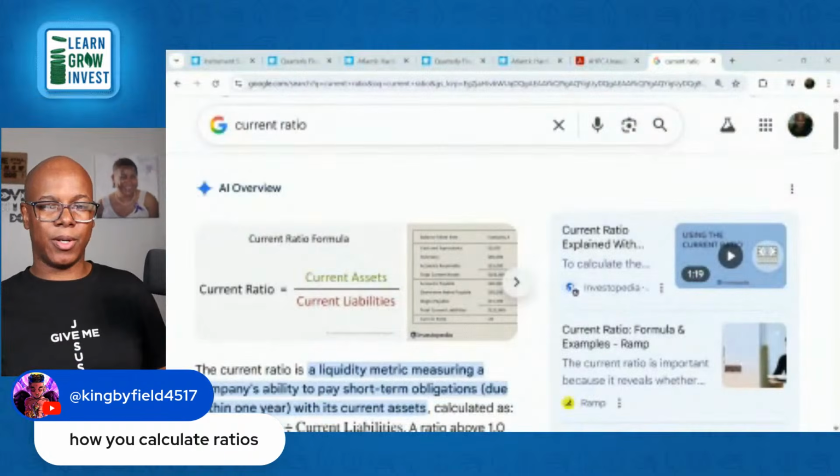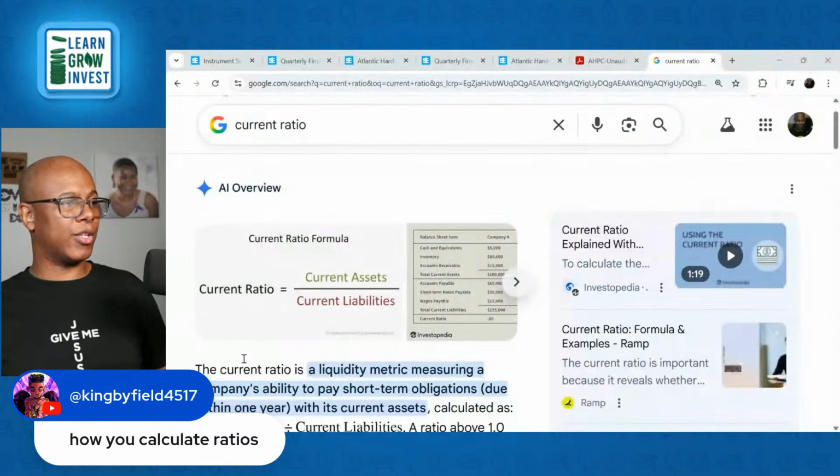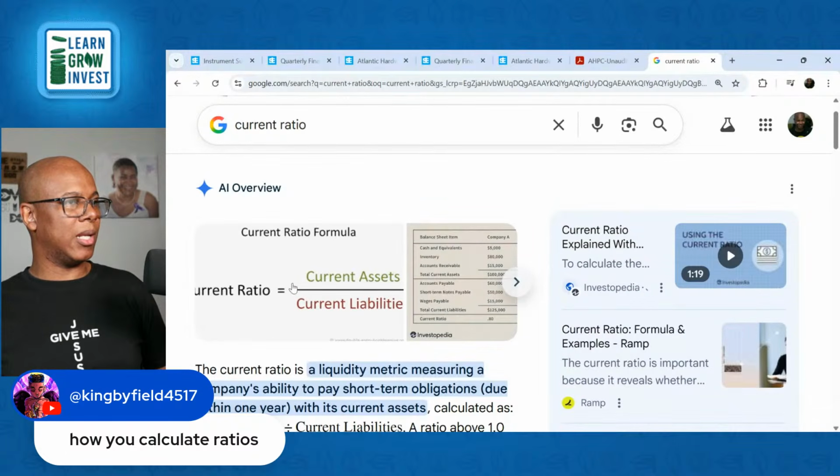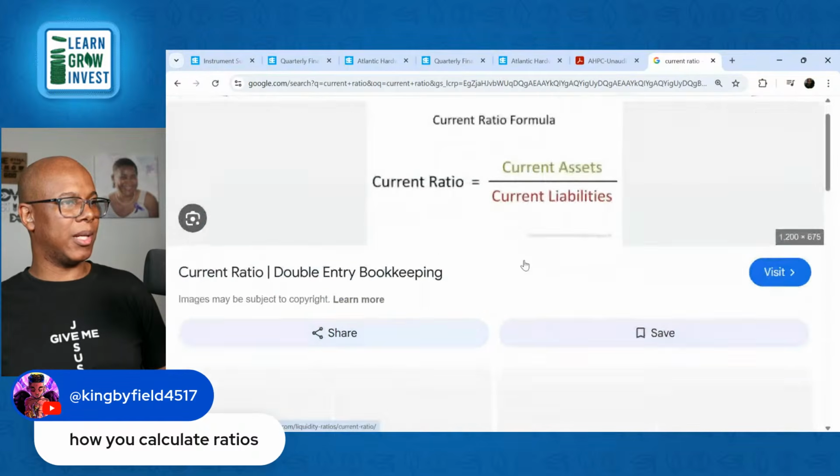King Byfield is asking how to calculate ratios. Well, I'm going to go into one example to help you understand, but then of course we're going to do a particular video on ratios to go in depth. I'm going to show a simple ratio called the current ratio here. So I'm going to do that one first. Let me share my screen here. So the current ratio, as you can see here, let me click on it.